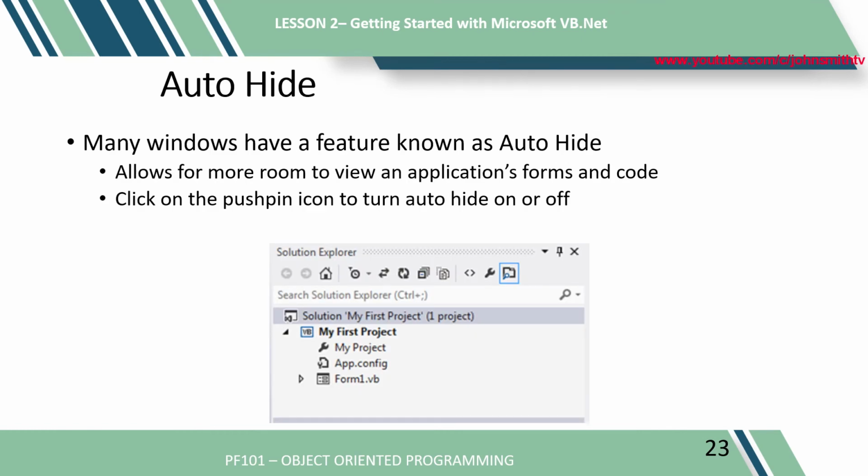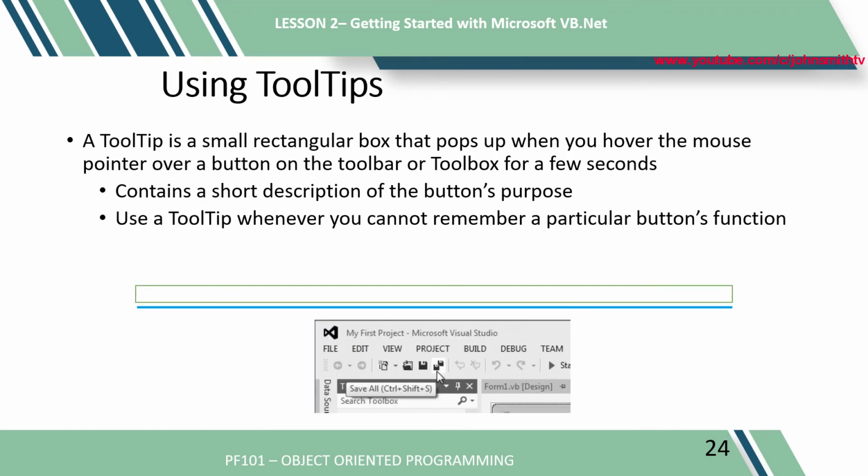Auto Hide. Many windows have a feature known as Auto Hide. It allows for more room to view an application's forms and code. Click on the push pin icon to turn Auto Hide on or off. Using tooltips. A tooltip is a small rectangular box that pops up when you hover the mouse pointer over a button on the toolbar or toolbox for a few seconds. It contains a short description of the button's purpose. Use a tooltip whenever you cannot remember a particular button's function.